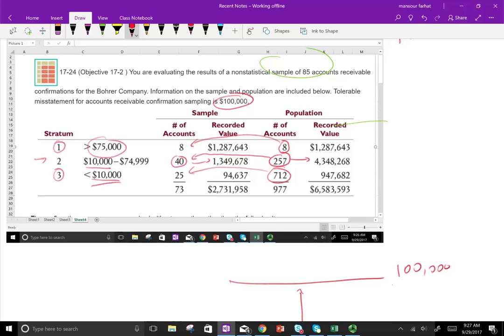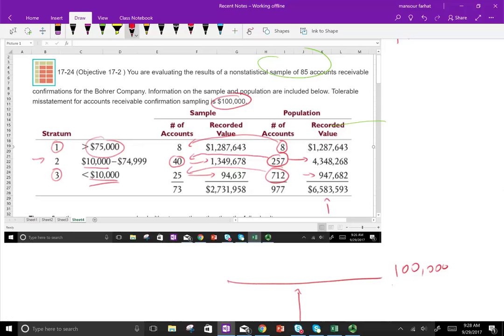Okay, and the dollar amount is 94,000, and the total dollar amount is 947,682, the recorded value. Now the total accounts receivable for the whole company is 6,583,593, and what we need to do is find out if that balance is fairly stated.